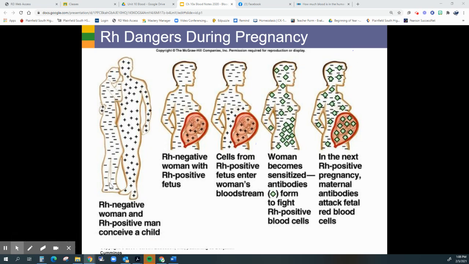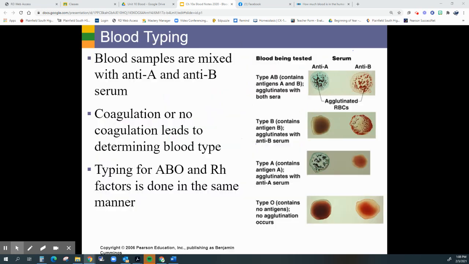Again, it really only makes a difference if the mother is negative and the father is positive. All right, and the baby also has to be positive. When that happens, again, we give the RhoGAM and it essentially desensitizes the mother's immune system. All right, and kind of suppresses that response.